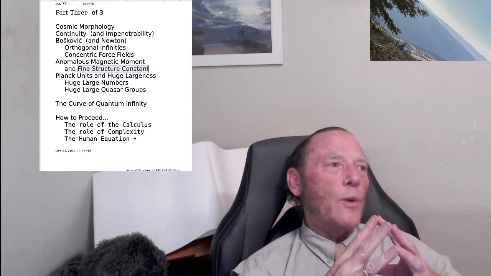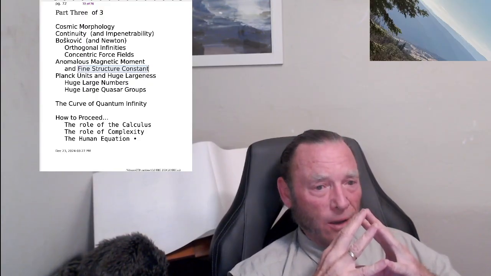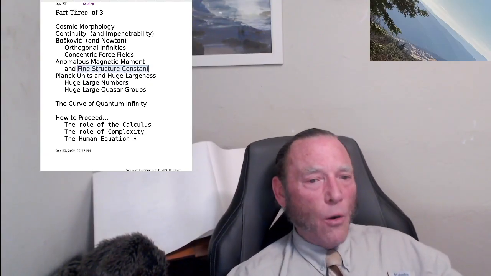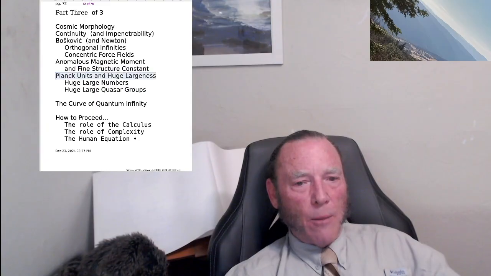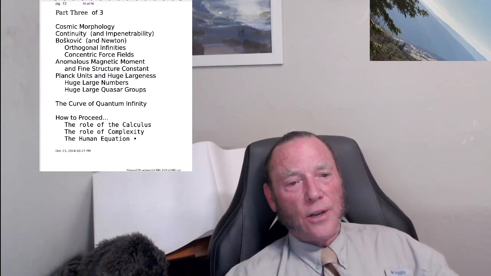Can you guess what the factor is that makes the fine structure constant equal to the anomalous magnetic moment? It's tau. Then we're going to talk about Planck units, which are extremely tiny, and huge largeness.